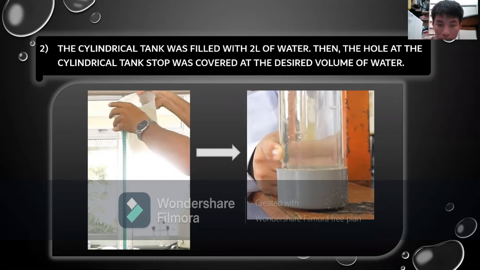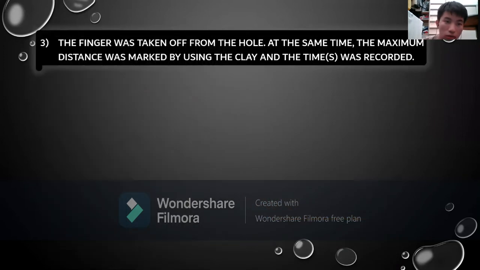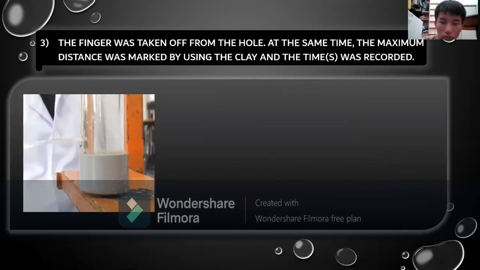Okay, so after that, we take our fingers off the hole and let it run. After our fingers are taken off, the water will flow out from the hole. At this moment, we measure the maximum distance, marked by using clay, and the time is also recorded by using a stopwatch. These are several pictures that I can show you.